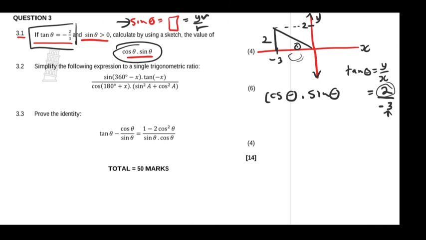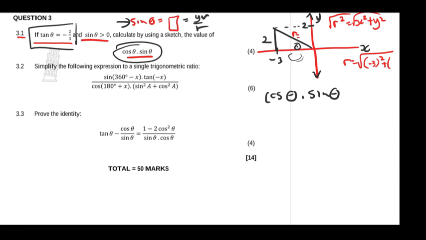But before we do that, we need to identify the radius r, right? What is r? So r squared is equal to x squared plus y squared. Put the root on both sides. So you have r is equal to the root of, what is our x? It's minus 3 all squared plus our y is 2, all squared. So you're going to get the root of 13 as your radius. So it's the root of 13, right?